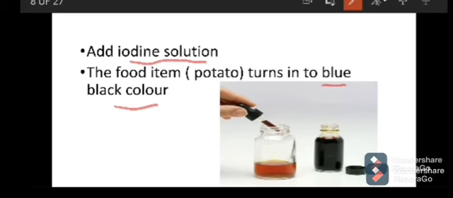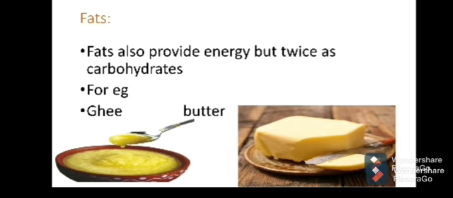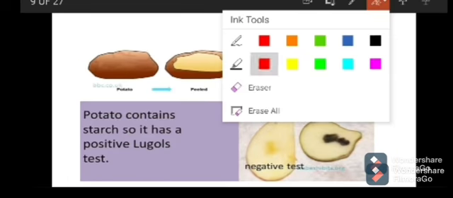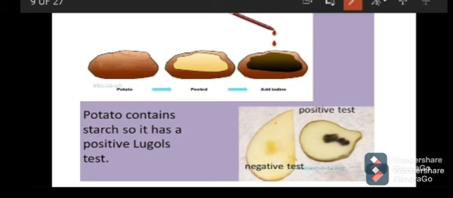Originally, the iodine solution will be orange brownish in color. You can see here in the picture format. I took a raw potato and I peeled the potato. After peeling the potato, I added iodine solution. We can add the iodine solution on the potato. Originally, the iodine solution will be in orange or brown color.